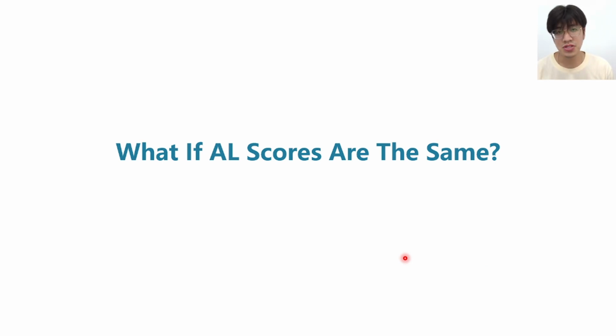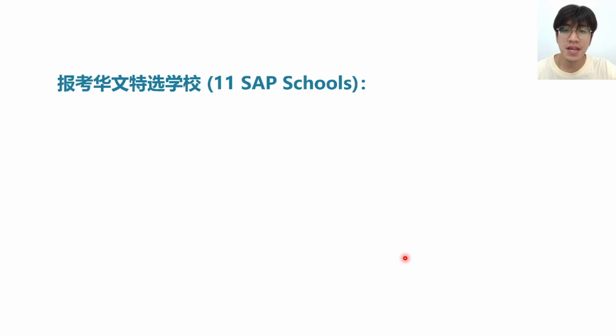How does that come into play for the secondary school posting? Well, it really depends on what schools you are choosing. If you are choosing SAP schools, then whenever 2 students have the same AL score, the school is going to look into your higher Mother Tongue subjects.